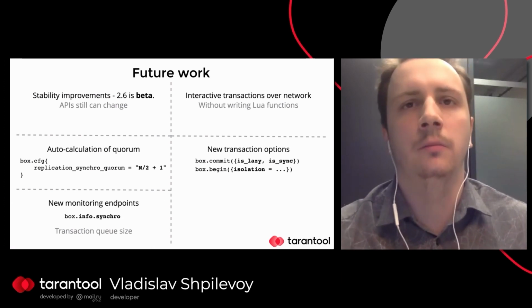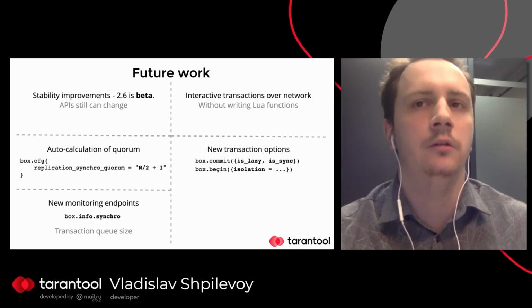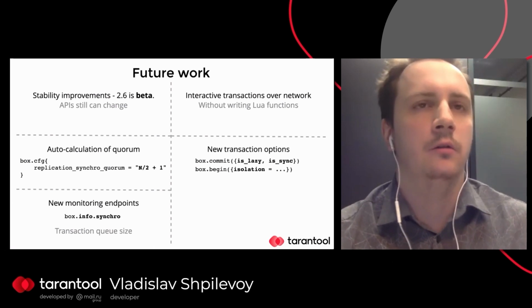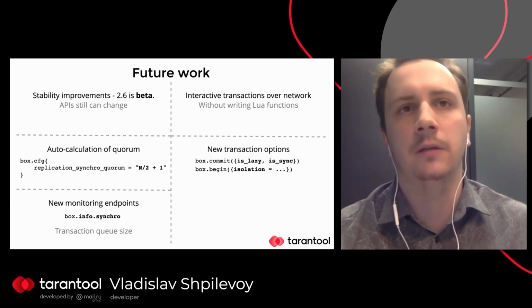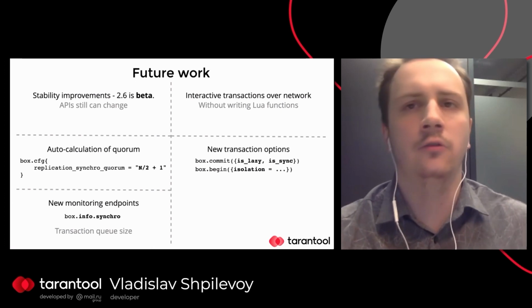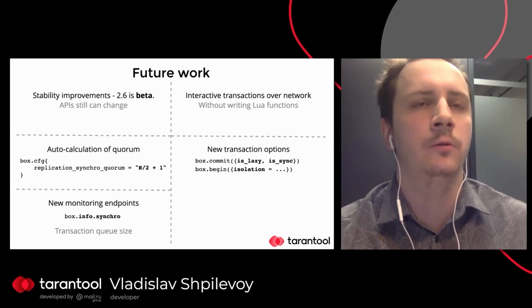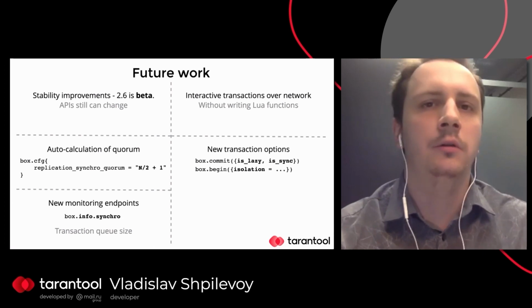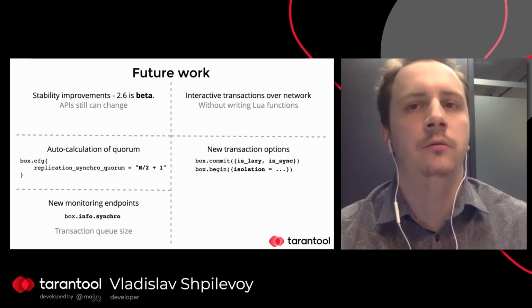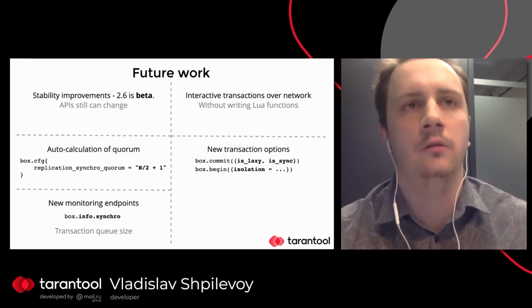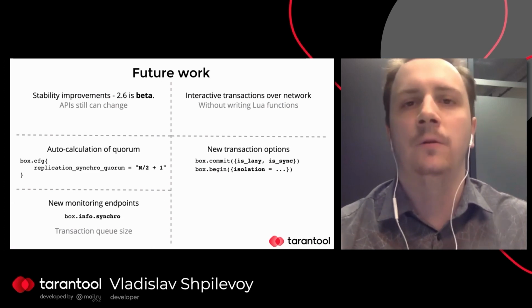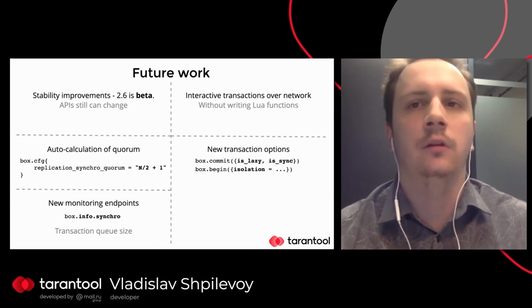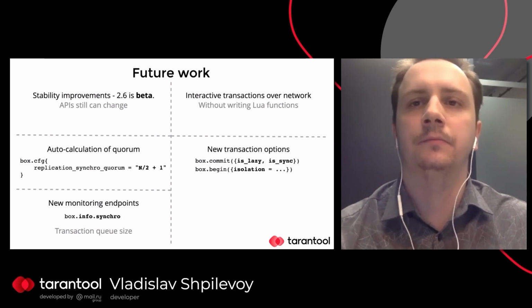Also, according to the plans, you will be able to make any transaction synchronous, not only the ones which touched a synchronous space. For transaction on the whole, there are going to be options on what type of isolation level you want. Keep dirty reads for the sake of speed, or turn on snapshot isolation level like memtx transaction manager does now, or choose some other isolation type depending on your needs.